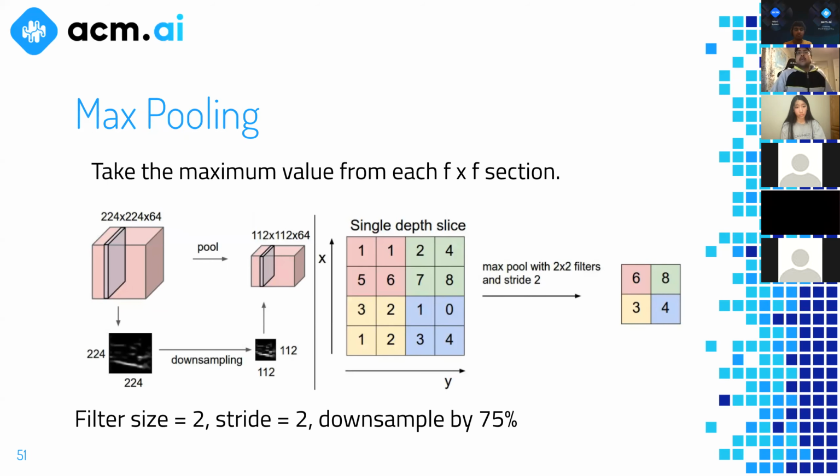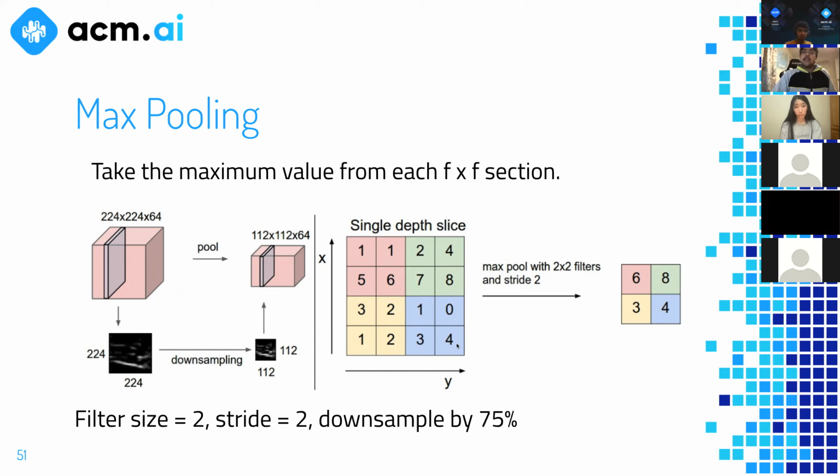Okay, so max pooling. What does this actually do on a high level? We take the maximum value from each section of this. So let's say we have 6, 8. We take the maximum from each part, so each part of this 2 by 2. We have 6 from 1, 1, 5, 6. We have 8 from 2, 4, 7, 8, and 3 from this section. And from the blue section, we would have 4.